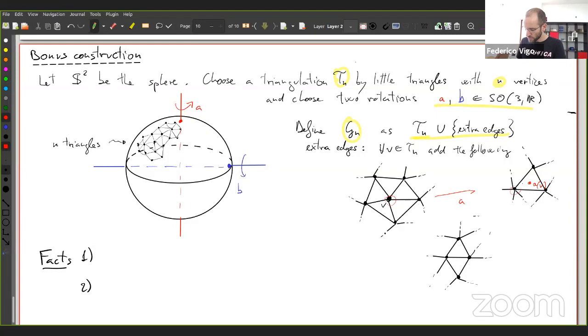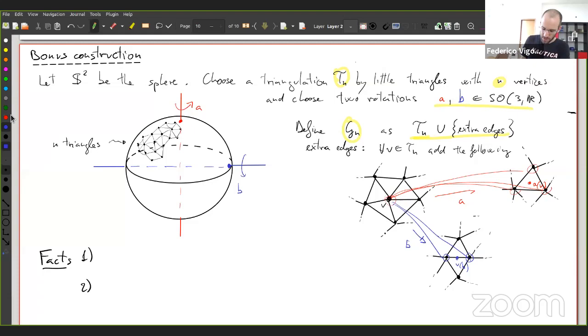So we add three edges here. And we do the same for B. We look at the image of V under B and say that it falls in the middle of one edge. Then we add edges to those two vertices. It doesn't really matter, this choice. But anyway, we do this for every vertex V so that we are adding a whole bunch of edges.